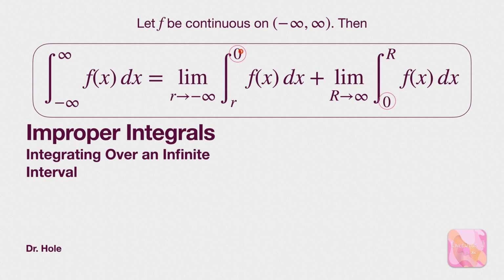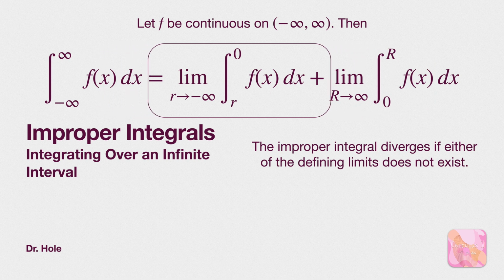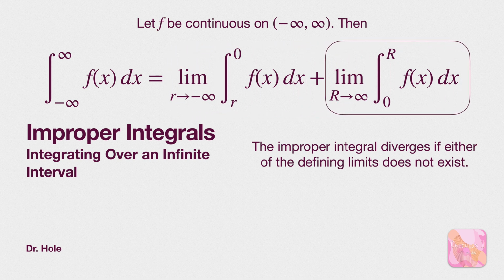All right. So note carefully that the dividing point, where we break up the real number line, is at a natural location, 0. And then also let's comment that the improper integral here on the left will diverge if either of the values on the right does not exist. So we might obtain divergence if this limit doesn't exist, or if this limit does not exist.